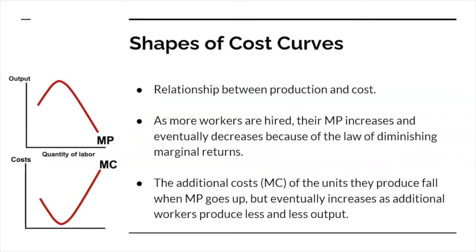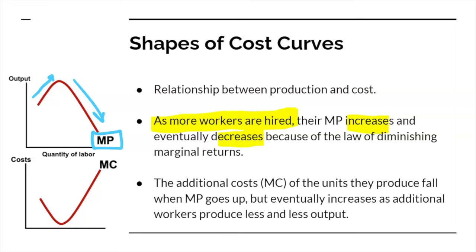Well, the reason for that is because of the relationship between production and cost. So in our last video, we went over the marginal product, and we went over why it increases then decreases. Because of diminishing marginal returns, we get to a point where workers start to get in each other's way, so they start to bring less and less to the table. And so that's why it says here, as more workers are hired, their marginal product increases and eventually decreases because of diminishing marginal returns. Well, there's a relationship between production and cost.